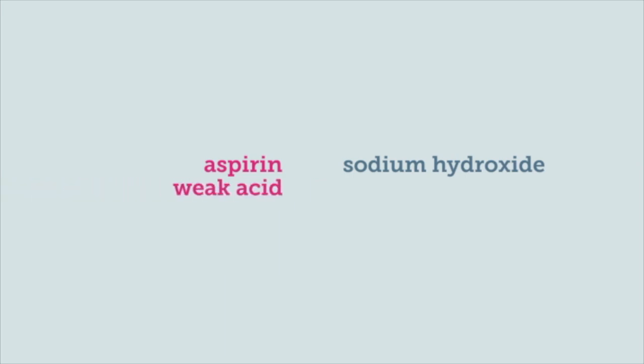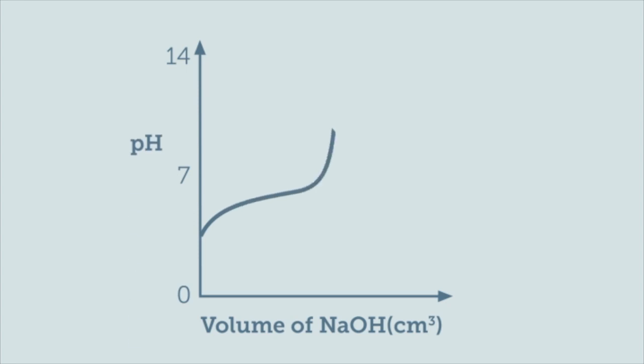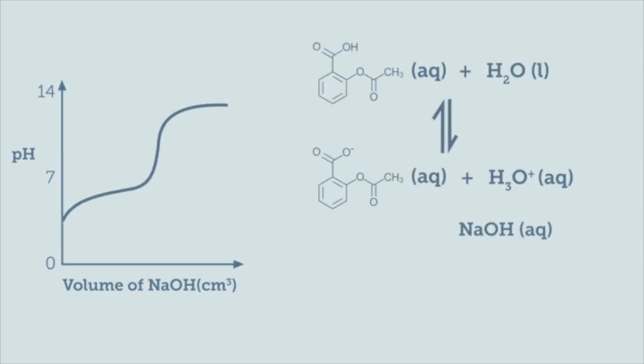A titration experiment with aspirin and sodium hydroxide. This is an example of a weak acid and strong base titration. We represent the titration data using a graph of the volume of sodium hydroxide solution plotted against pH. It gives a characteristic titration curve.